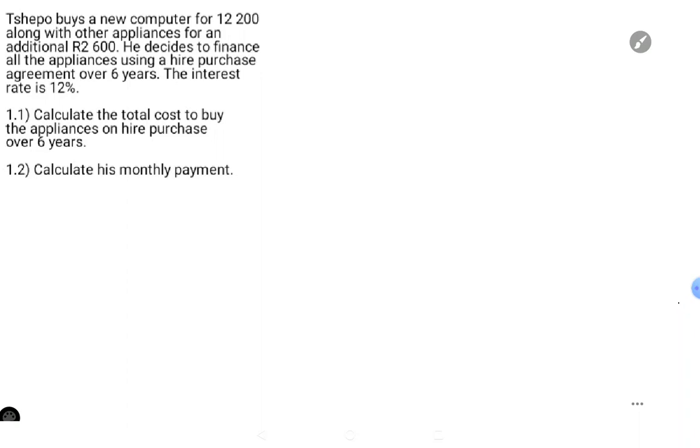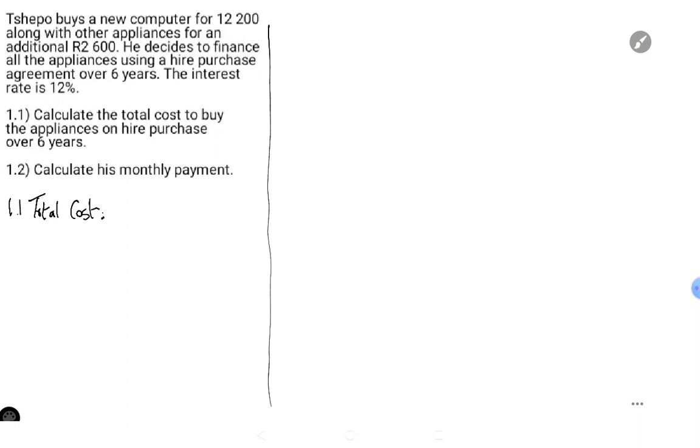So the very first thing that we want to do is 1.1 first. So let me do it this side. I'm going to do 1.1. Okay, so what we first need is the total cost, right? It's right there, total cost. So let's first calculate the total cost.